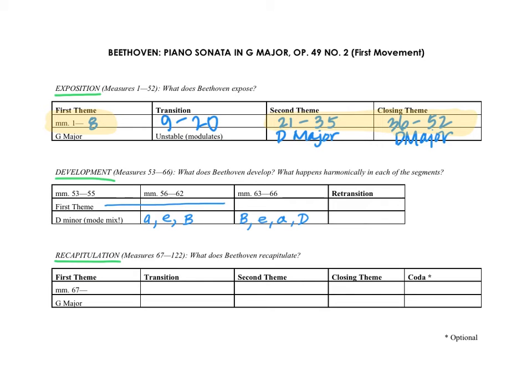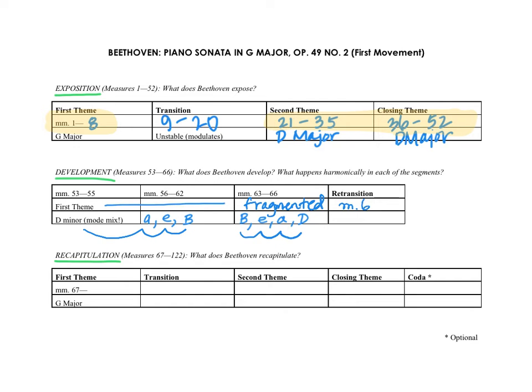At this point, the melodic material becomes more fragmented. Notice that Beethoven has reversed this, where he went from D to A to E and then B. He has done the exact opposite to bring us to the dominant of our home key, which is G major. The dominant is called the retransition. That happens in measure 66.